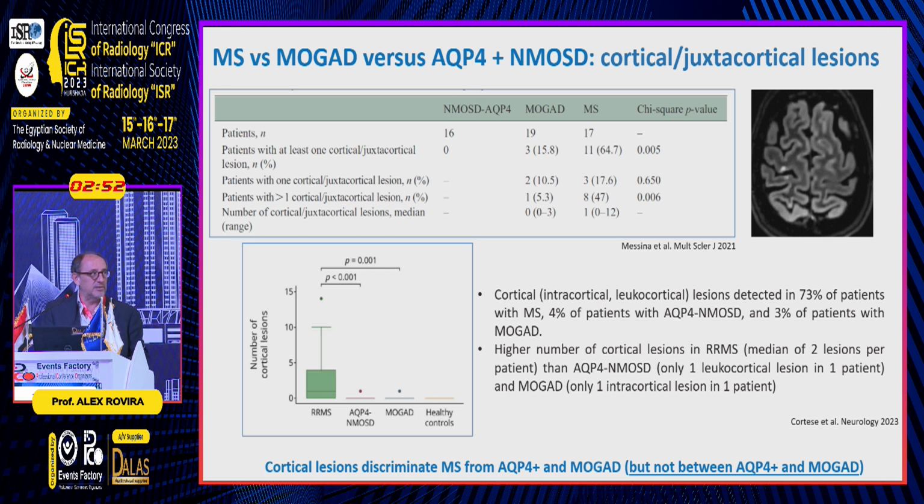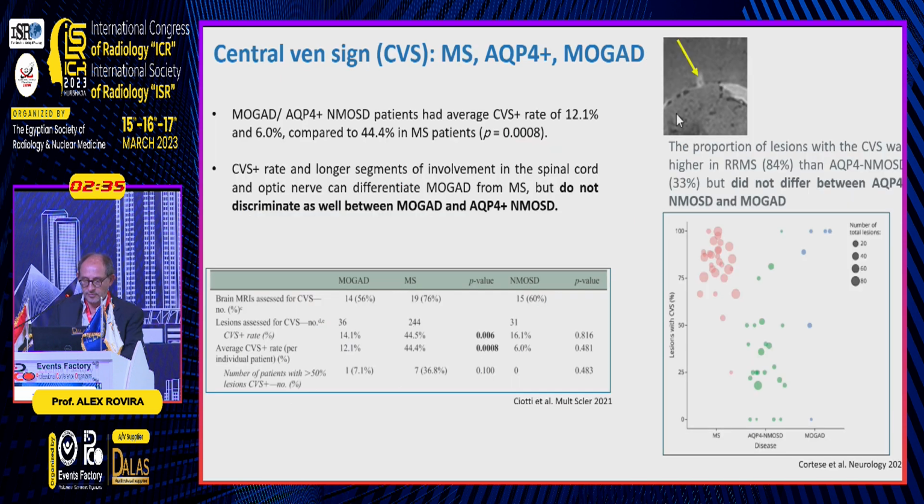You can detect these lesions in more or less 50 to 70% of MS patients, but it's very rare to see this type of lesion in the other two conditions. And unfortunately, again, we cannot really use this sign to discriminate between MOG and aquaporin 4.